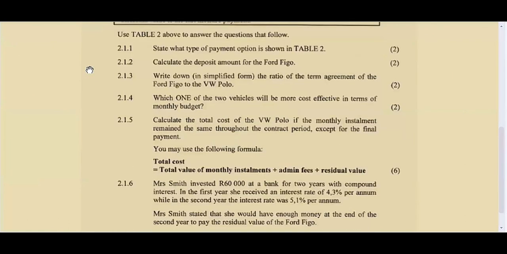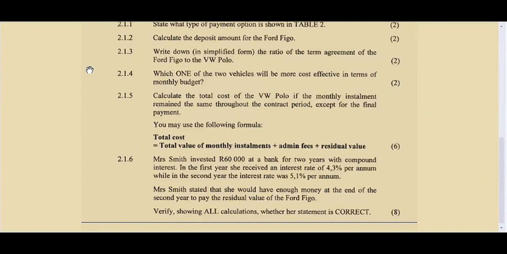Then we have 2.1.6 says Mrs. Smith invested 60,000 at a bank for 2 years with compound interest. In the first year, she received an interest of 4.3% per annum, while in the second year, the interest rate was 5.1% per annum. Then they say Mrs. Smith stated that she would have enough money at the end of the second year to pay the residual value of the Ford Figo. Verify showing all calculations whether his statement is correct.